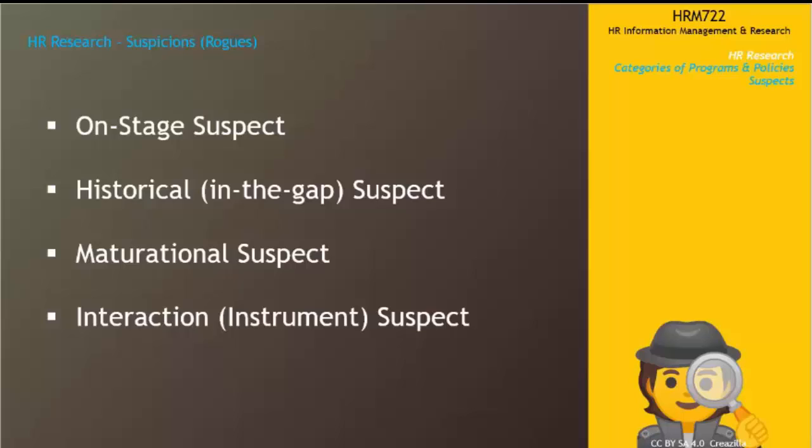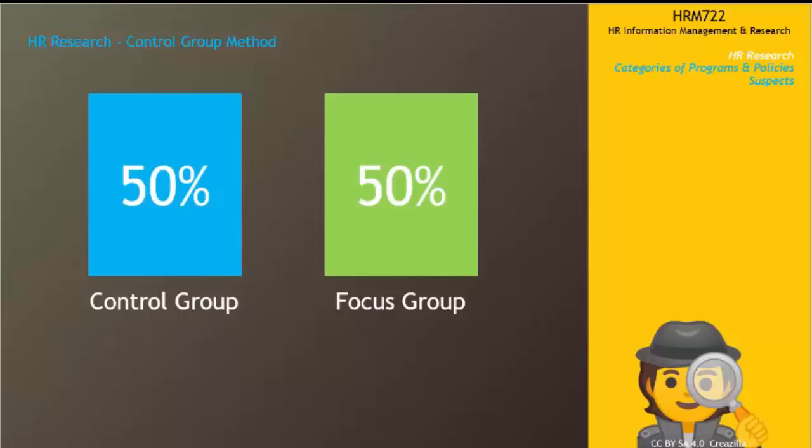So let's not worry too much about it. You should be happy that you just have a deeper understanding of your results by acknowledging these suspects. However, there is a method called the control group method that maybe you've heard of, so I'll just go over it quickly. In many cases, you can use this in HR.